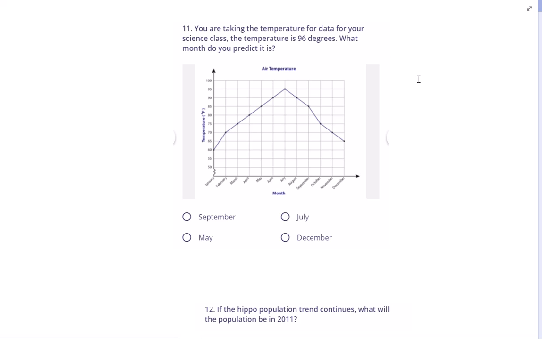Question 11, and this is another one where you're given some information in a graph and then get asked some questions about it. And it says that you're taking the temperature for data for your science class. The temperature is 96 degrees Fahrenheit. What month do you predict that it is? So we're looking for a 96. Now there's 95. So chances are that we'll follow that line down, and that is July. There's the answer. You're most likely to get a 96 degrees in July.